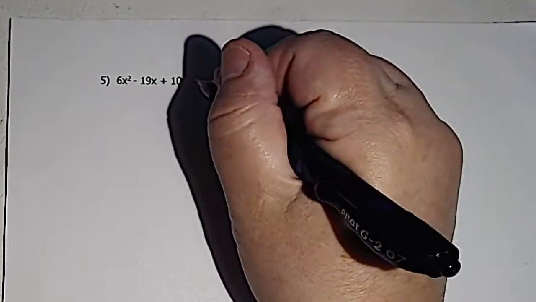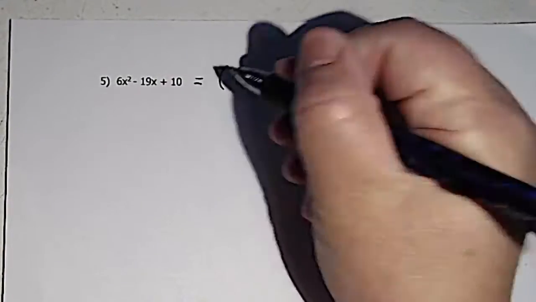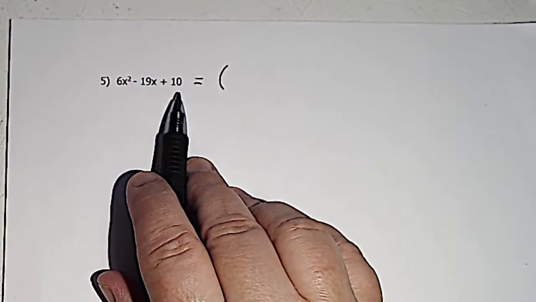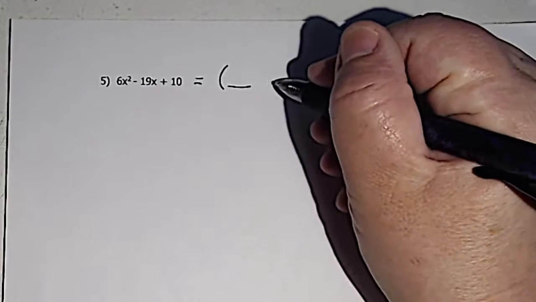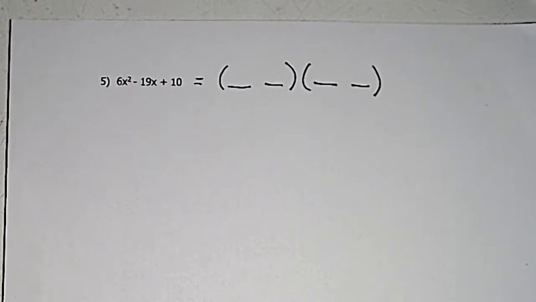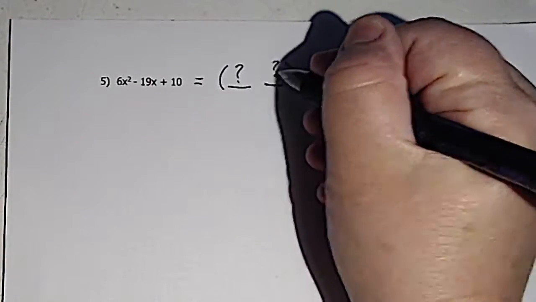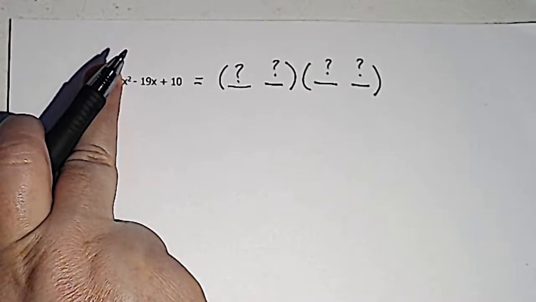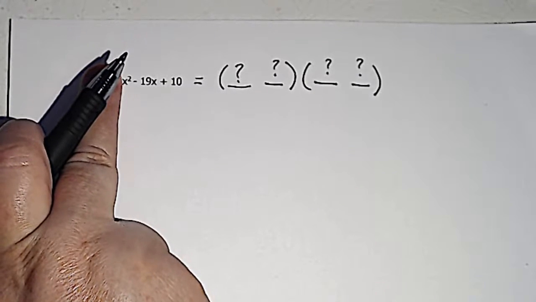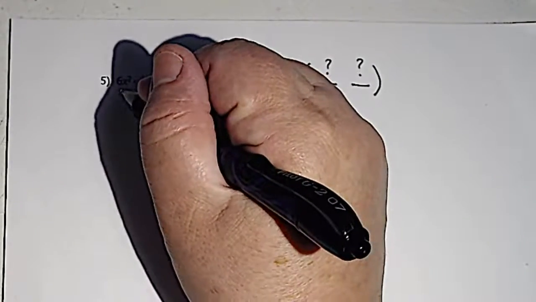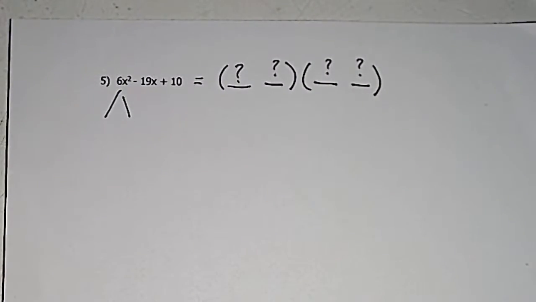So again, our basic assumption is that if we get an x squared and an x and a number, a trinomial that looks like this, then we have the product of two binomials. And what we've got to do is figure out what goes in these places. So to begin with, before we had always had just x squared. And so how do you make x squared? You multiply x times x. In this case, the x squared actually is 6x squared.